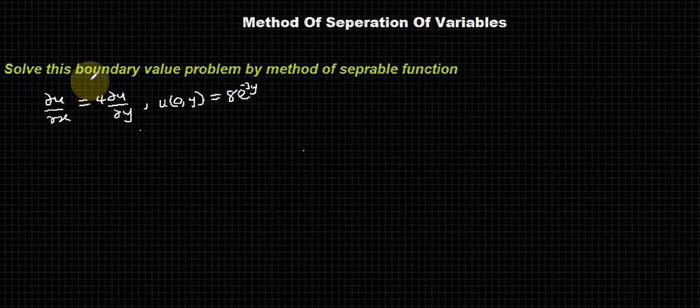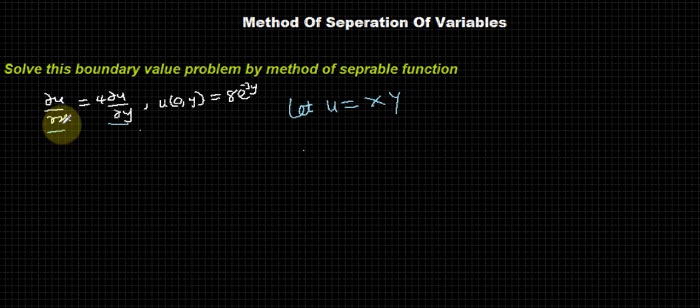In this video, we are to solve this boundary value problem by method of separable function. We have u_x = 4u_y, and the boundary value here is u(0, y) = 8e^(-3y). To start with, we are going to let u = X(x)Y(y). So let's examine this equation we have here.